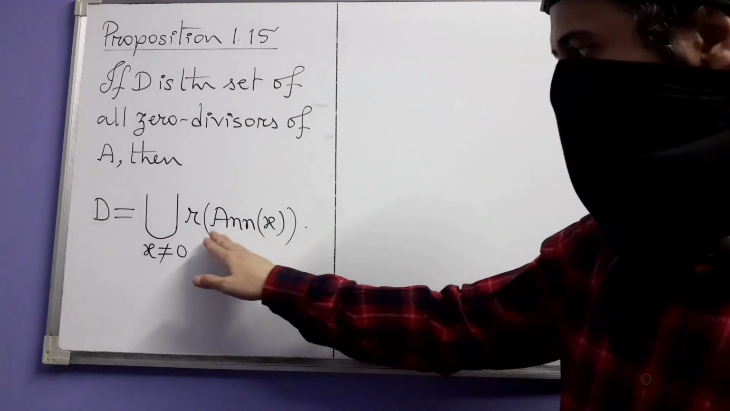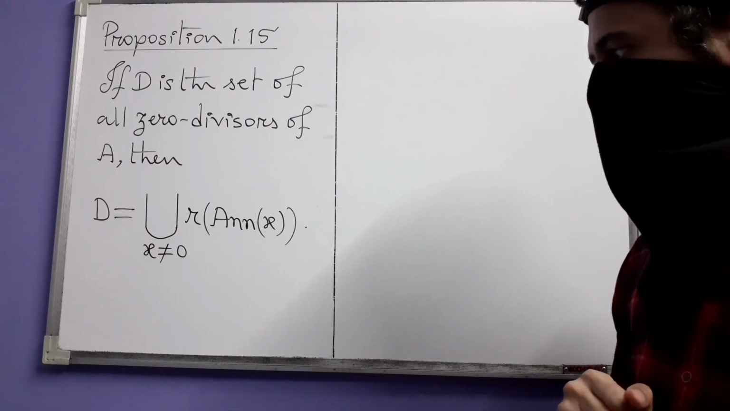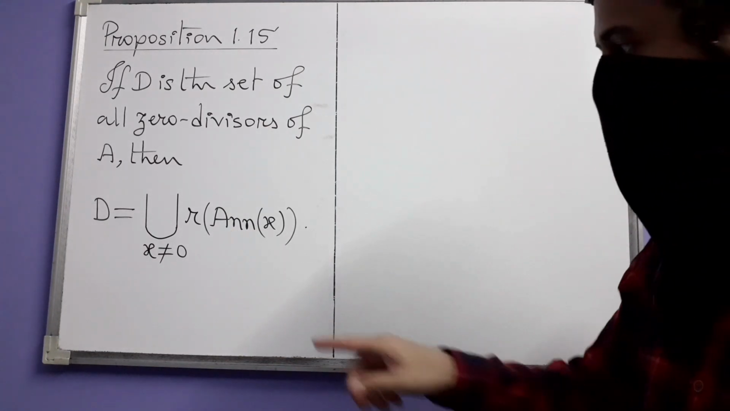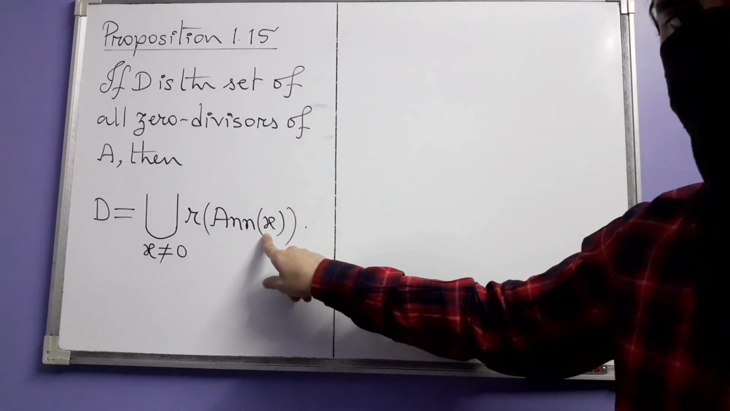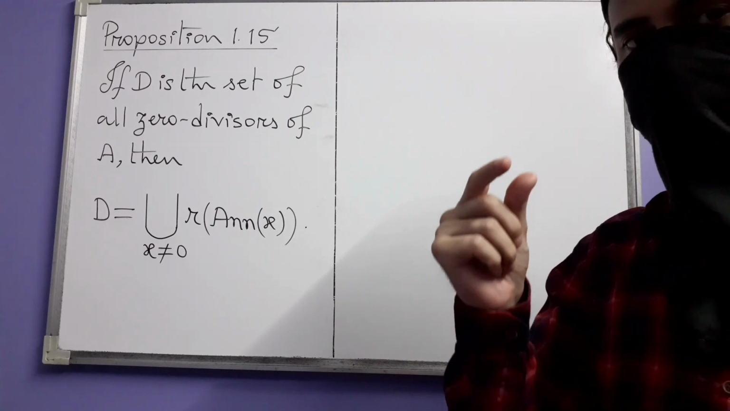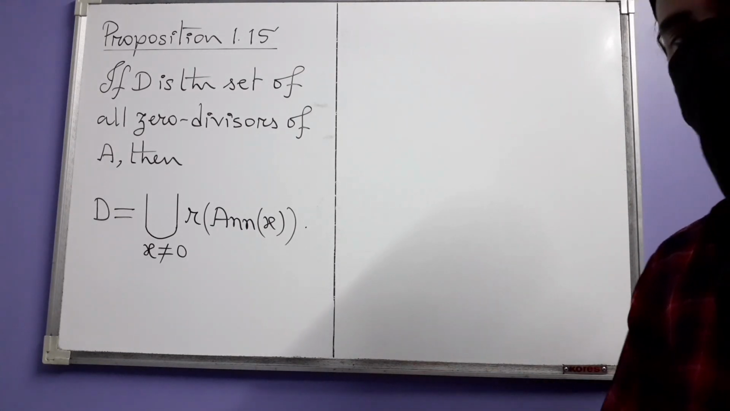So here you need to go back to the definition of annihilator. Do you remember that in general we define the annihilator of an ideal? Here we however see a single element. So this means the annihilator of the principal ideal generated by x. So let's now see the proof.